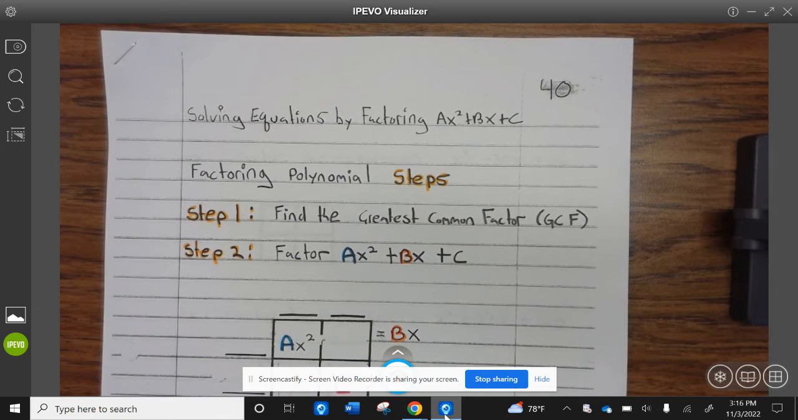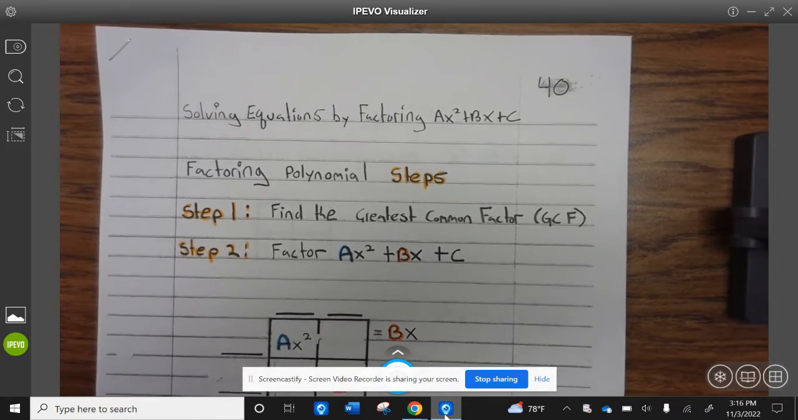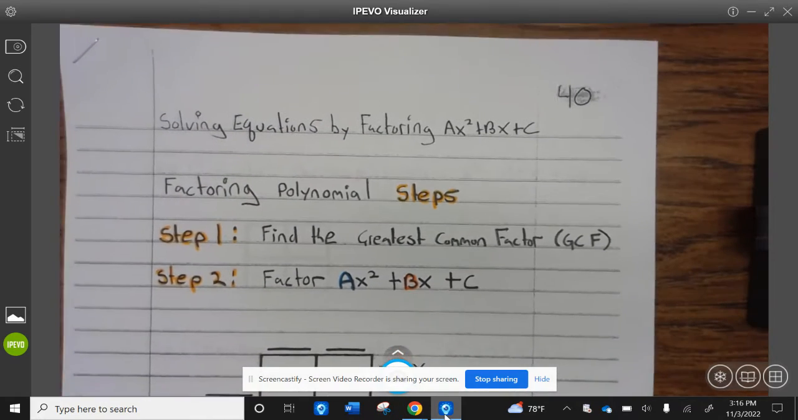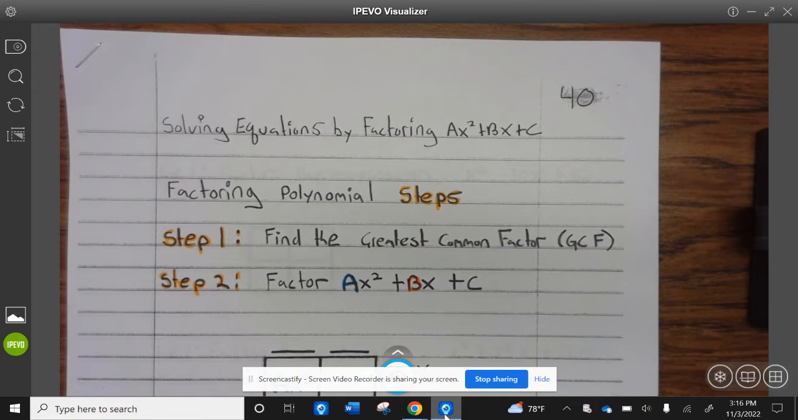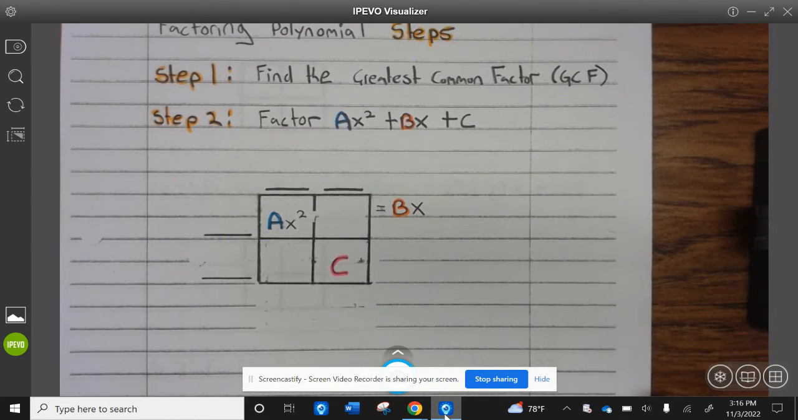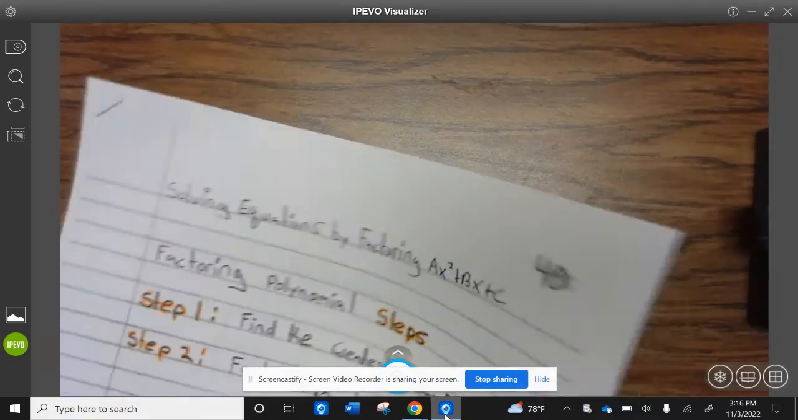Okay, Waka, so we're at journal page 40, solving equations by factoring ax squared plus bx plus c. Factoring polynomial steps. Step 1, find the greatest common factor, GCF. Step 2, factor ax squared plus bx plus c using a reverse box method. All right, let's take a look at the first example.